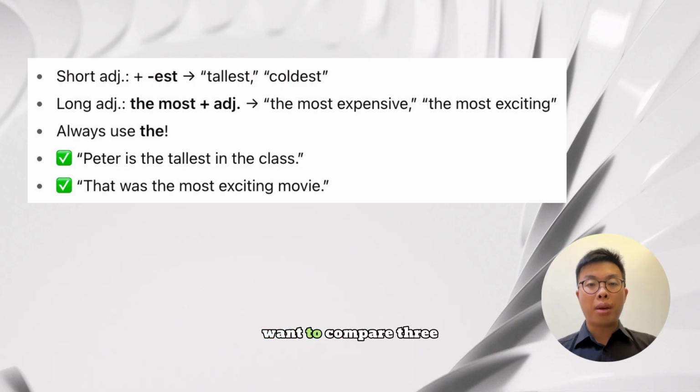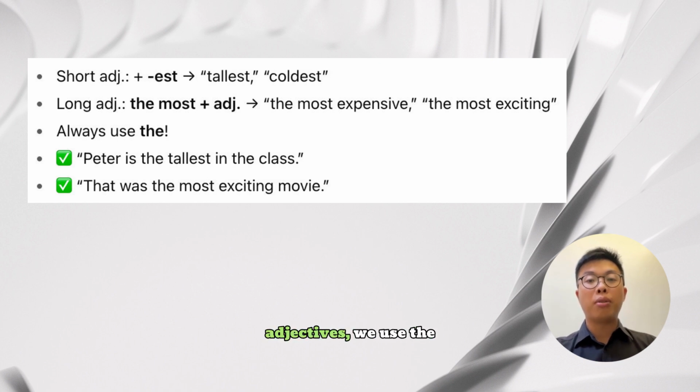Now, what if you want to compare three or more things? That's when we use superlatives. Superlatives show the extreme, the biggest, the fastest, or the most exciting. For short adjectives, we add -est. For example, Peter is the tallest in the class, or this is the coldest day of the year.